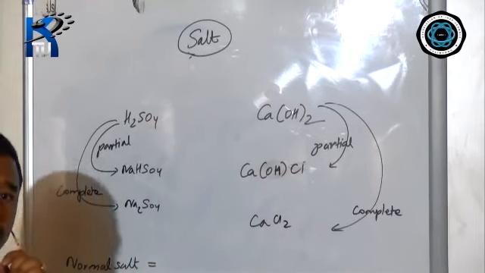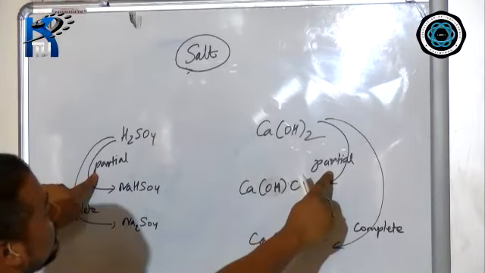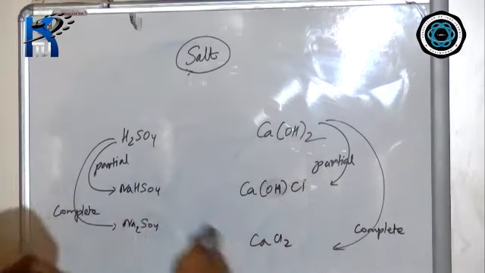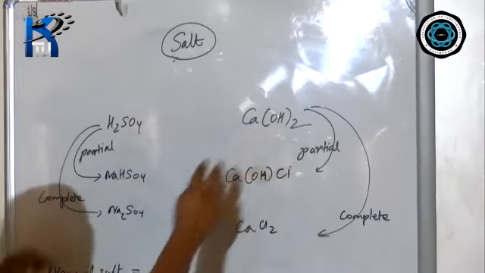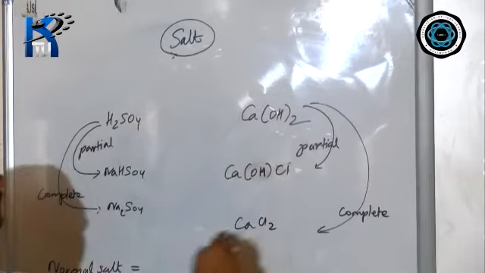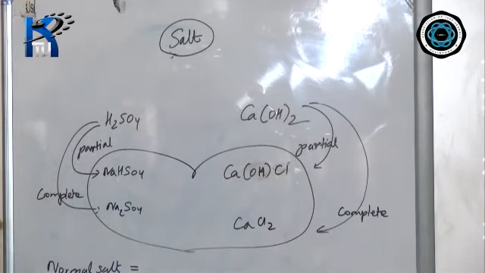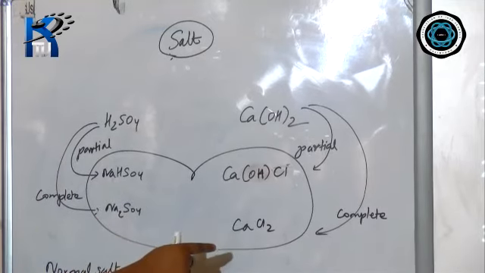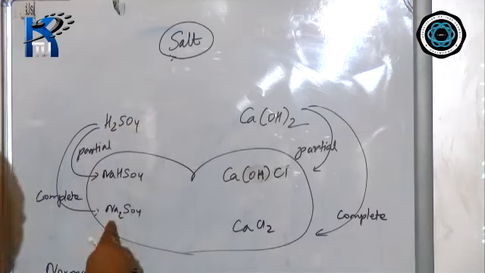I repeat the definition of salt again for you all. These are those compounds which are formed by partial replacement or complete replacement of hydrogen ion or hydroxyl ion of an acid or a base by metal or by non-metal. So these 4 are referred to as salt. Okay, they are formed by either complete or partial replacement of hydrogen ion or hydroxyl ion of an acid or a base by metal or by non-metal.